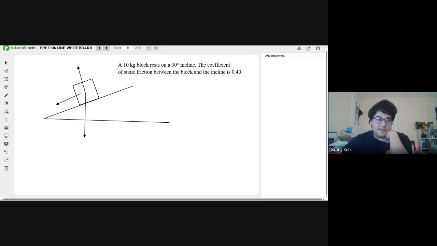So let's go ahead and label everything. There's the normal force, mg, and f of s.